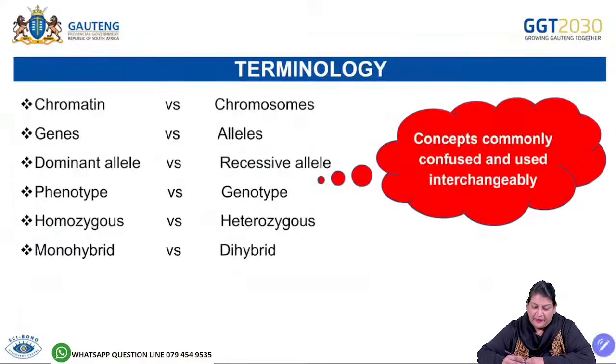Right, so here's your terminology, which often comes out in section A. Remember, chromatin is a network of chromosomes, and a chromosome is just a single strand. We have 46 chromosomes in our body cells, but we have 23 chromosomes in our gametes. We have 23 pairs of chromosomes in our body cells, but just single 23 chromosomes in the gametes. That's how you need to know them.